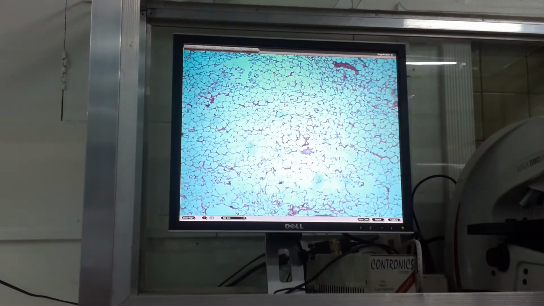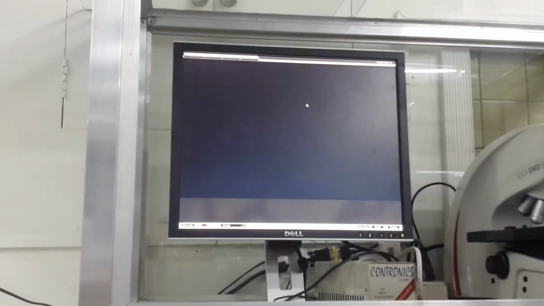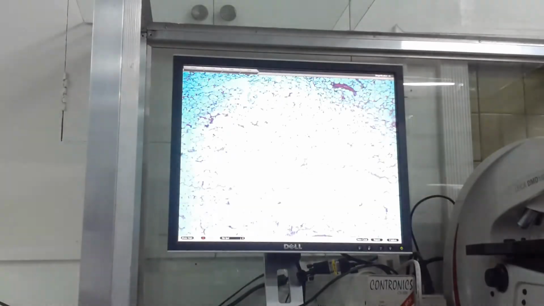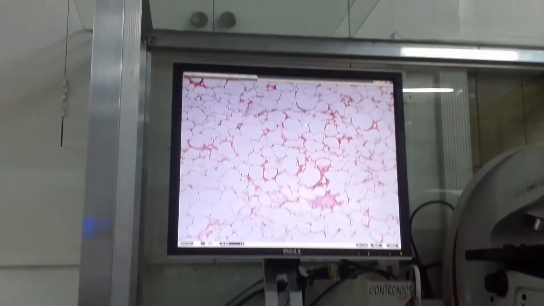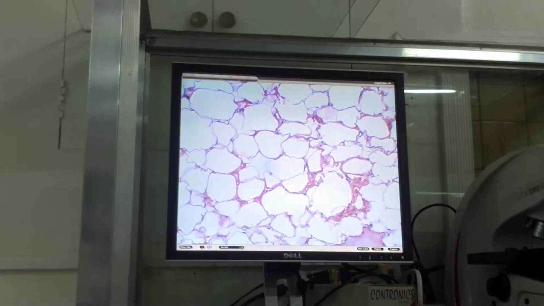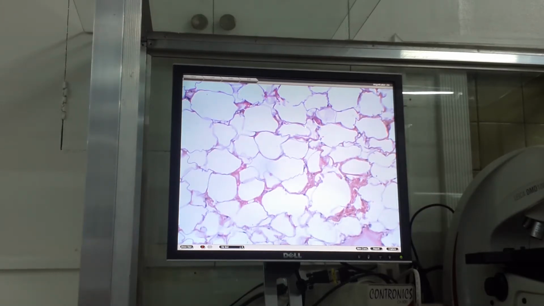Diagnosis. Higher magnification. Diagnosis. It is a lipoma. You recognize it as fat, di ba?